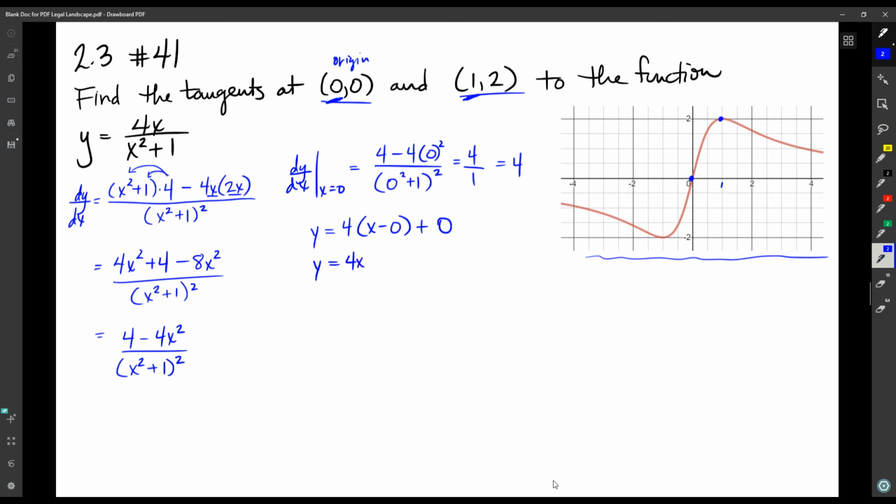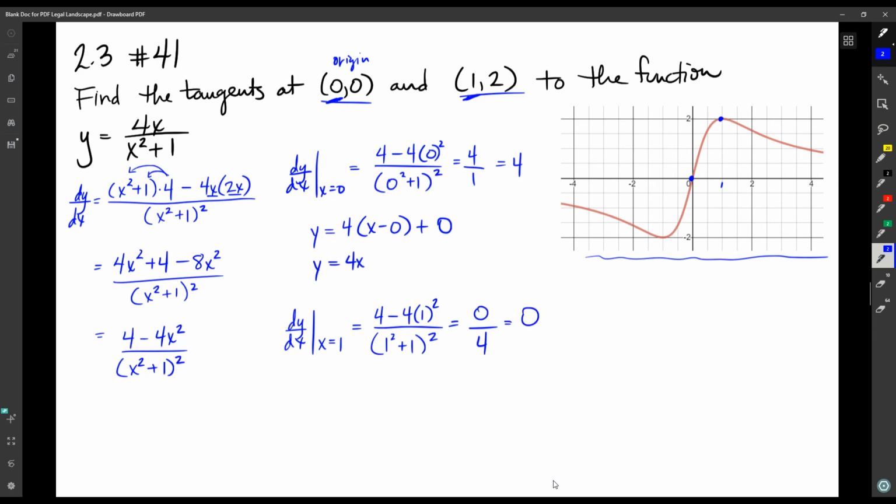Let's move on to the point 1, 2 and that tangent line. So we have the derivative dy/dx evaluated where x is equal to 1. So that's going to be 4 minus 4 times 1 quantity squared, over 1 quantity squared plus 1, and then all of that squared. So in the numerator, we've got 4 minus 4. That's a 0. In the denominator, we have 2 squared. That's a 4, but 0 over 4 is 0, and we have a slope of 0.